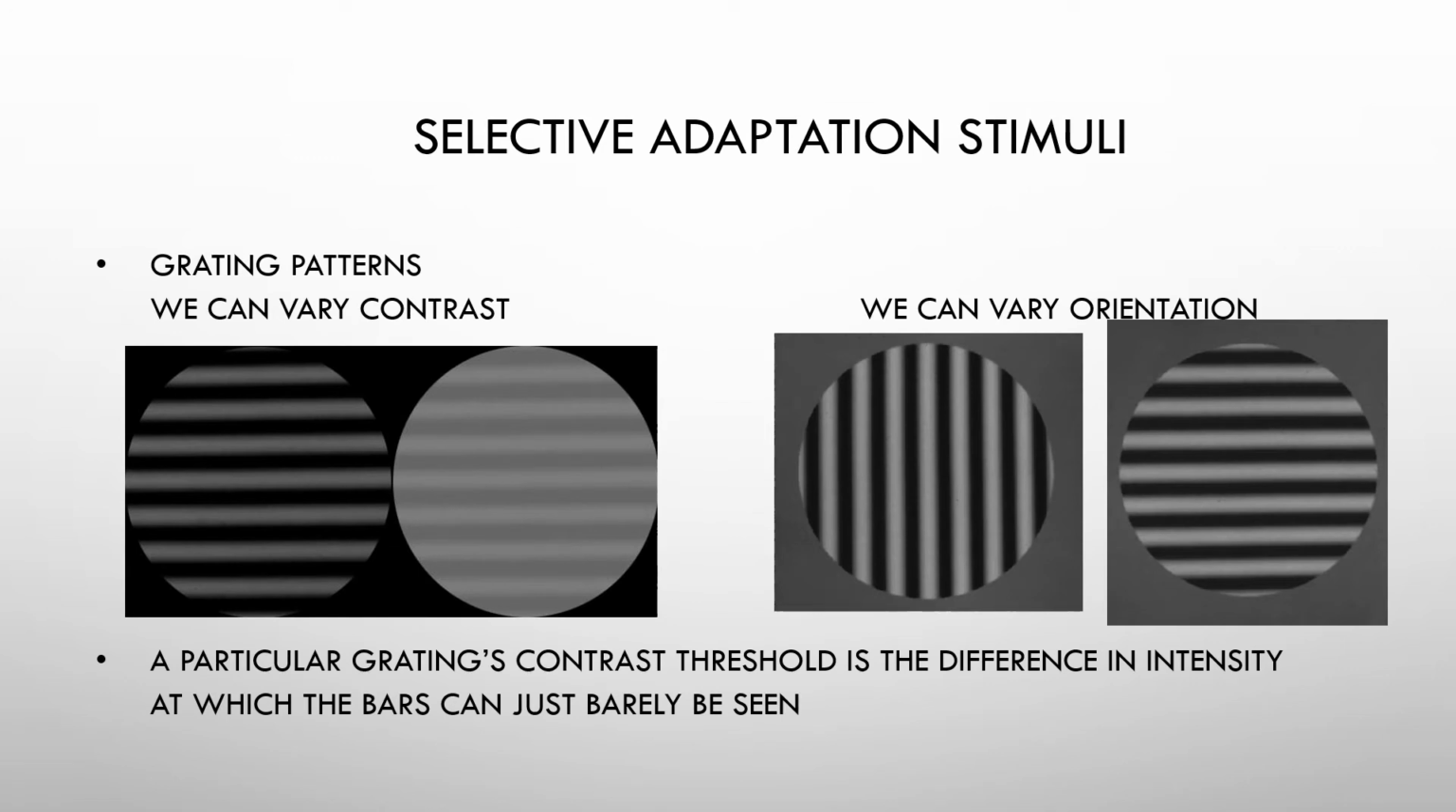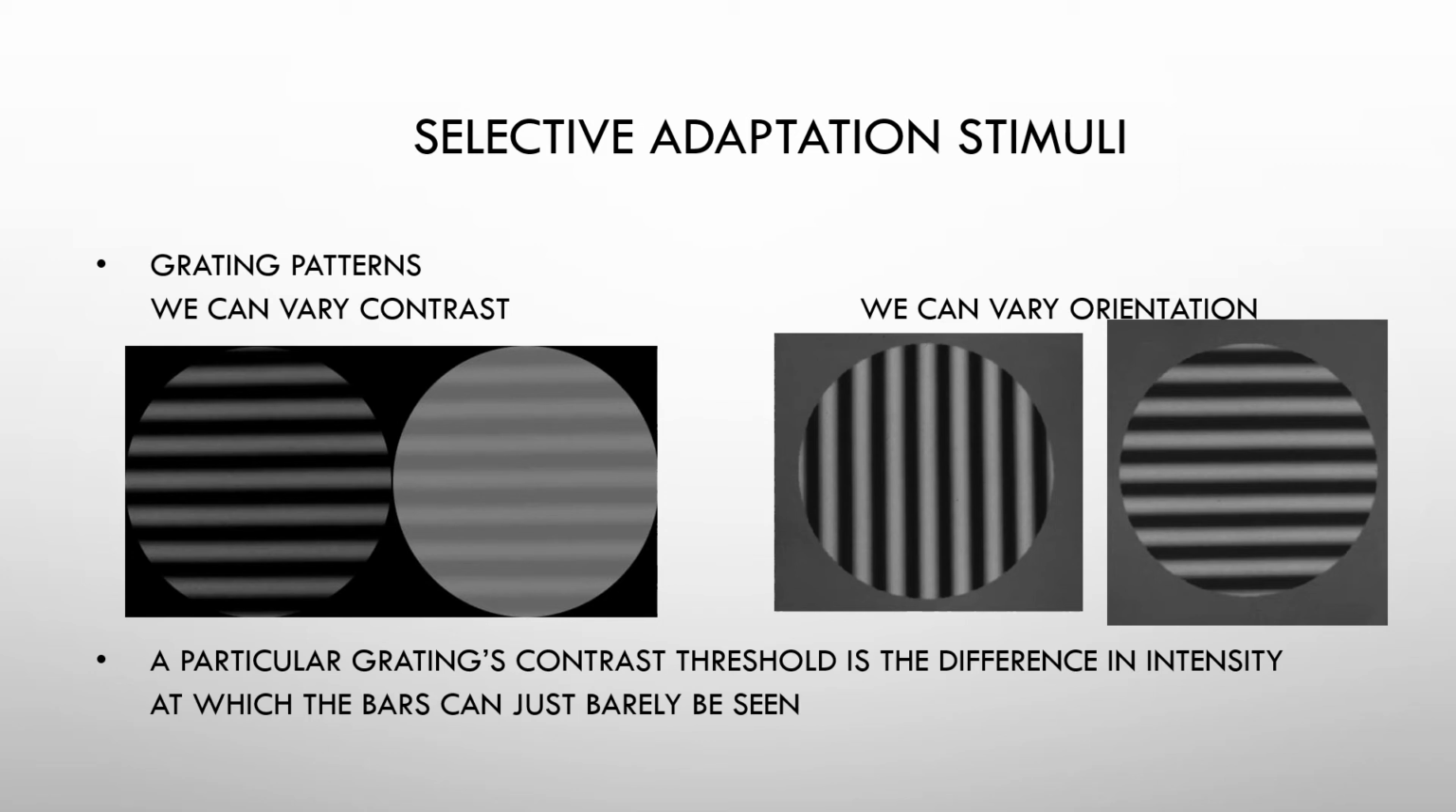The stimuli they use for examining this question are these grating patterns, and we can vary the contrast. You can see in the left-hand image, the left circle has a high contrast. The black versus the gray are very different. The right-hand circle has a lower contrast. And the question is, how low can I get that contrast before you really can't even see the horizontal lines at all, and you're basically guessing at what orientation you're seeing?